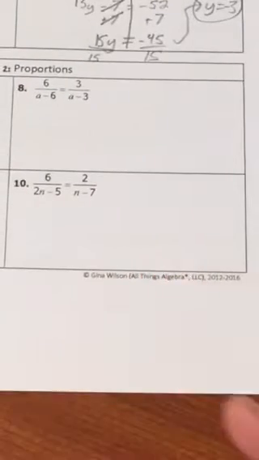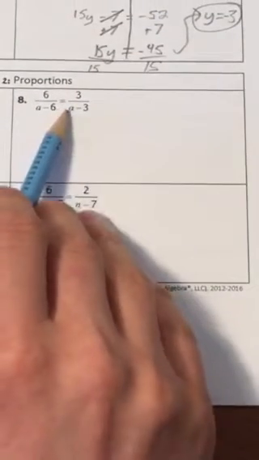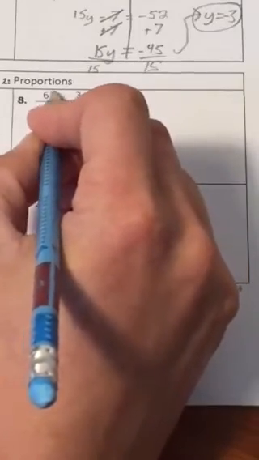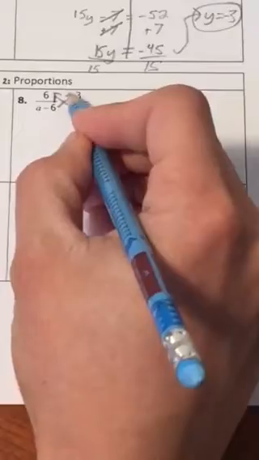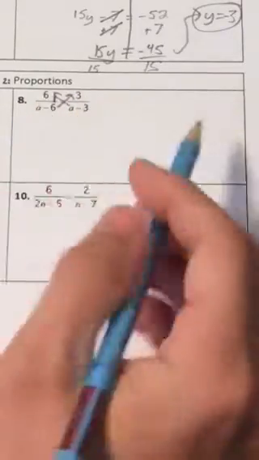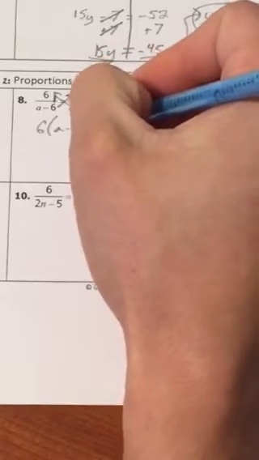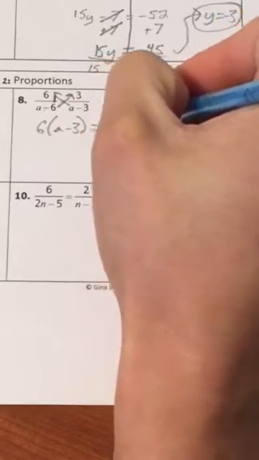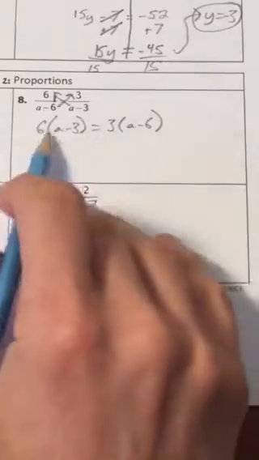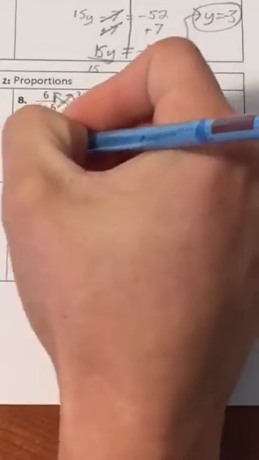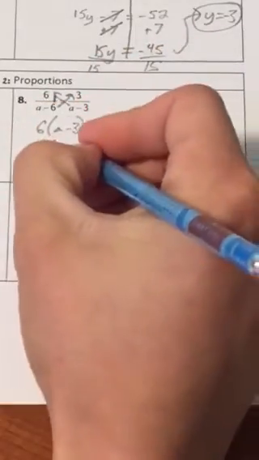Okay, next. Proportions. This is different than adding two fractions, but when you have two fractions equal to each other like this, in a proportional situation, you can just cross multiply. So we're going to take a minus 3 and multiply that by 6. So we have 6 times a minus 3, and that's going to be equal to a minus 6 multiplied by 3, so 3 times a minus 6. And that's going to be my setup. From here, you can just treat it like one of the problems we just did above. So 6 times a is 6a. 6 times negative 3 is negative 18.